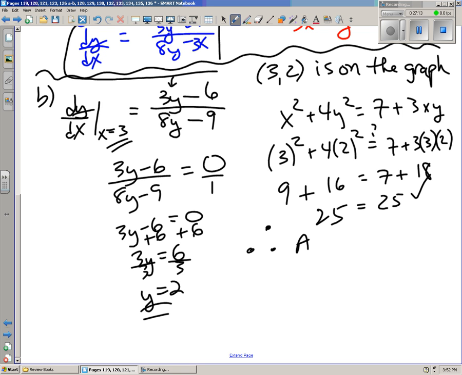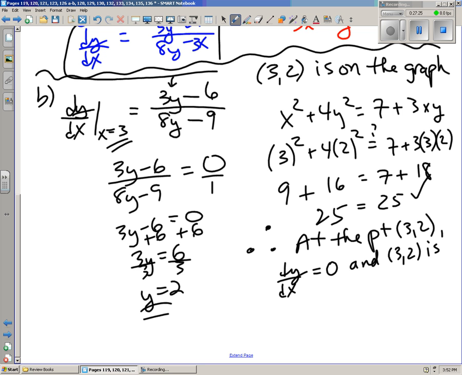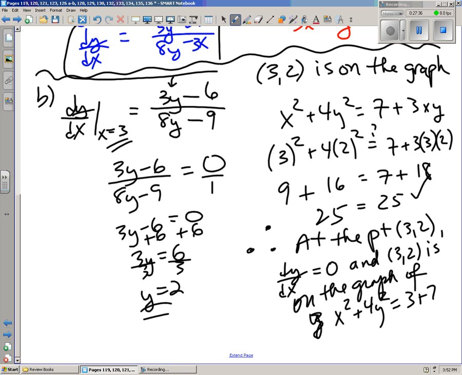at the point 3, 2, dy over dx equals 0, and 3, 2 is on the graph of x squared plus 4y squared equals 7 plus 3xy. That's the easier way to do it.